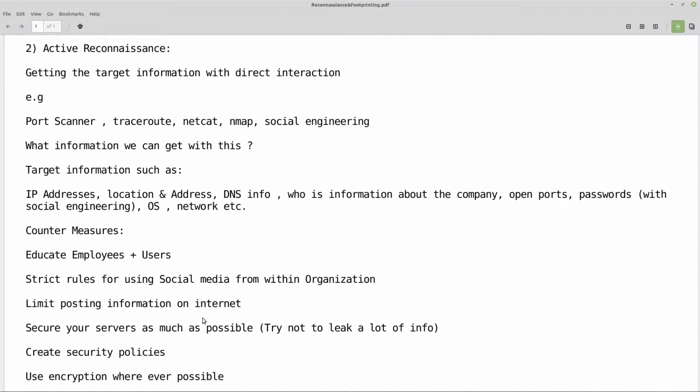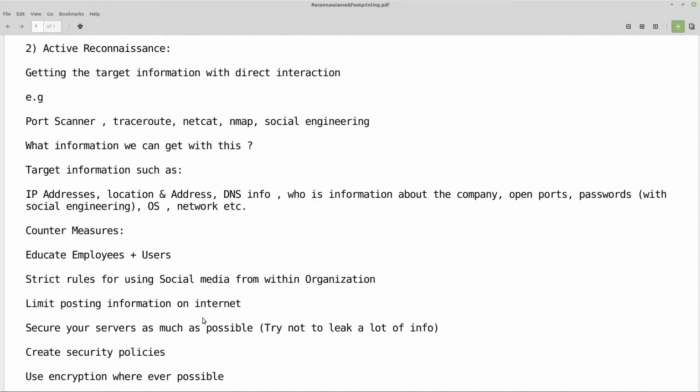Create strict rules for using social media from within the organization. That's very important because when people use social media from their office, they can post sensitive information, and once it is posted, you have no control over it. Limit posting information on the internet. Again, be very careful about what you are posting. Secure your servers as much as possible. Try not to leak a lot of information, because a lot of people can get sensitive information from your web servers and your emails, which we will see in our upcoming videos.